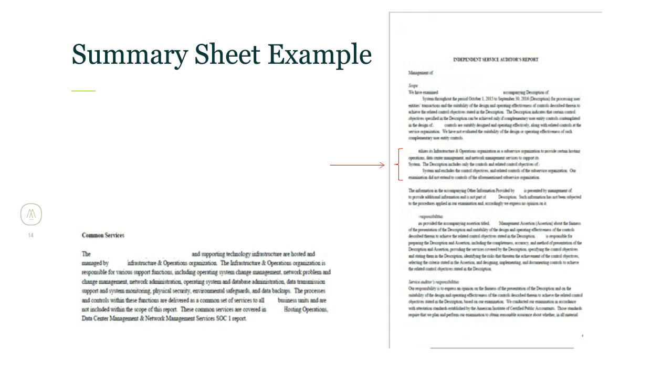Right. And you can see here's the example from the actual SOC report. It is the first page of the opinion letter on the right and an excerpt from the narrative of the report on the left. The second paragraph of the opinion letter states that the organization uses the infrastructure and operations organization as a subservice organization to provide certain hosting operations, data center management, and network management services to support its system. This sentence describes what a subservice organization is and what services it is used for. The paragraph goes on to say that the independent auditor's testing excludes the control objectives and related controls of the subservice organization, which means that this is a carve-out method.